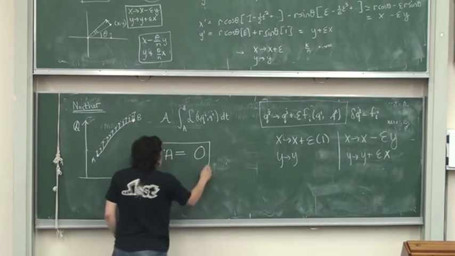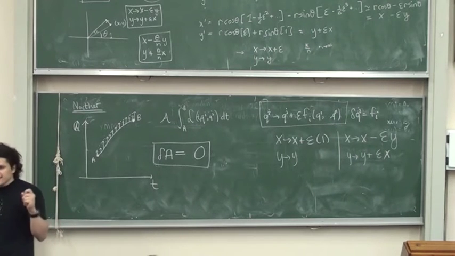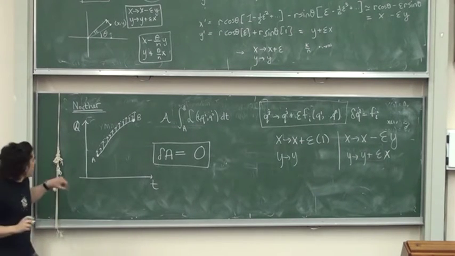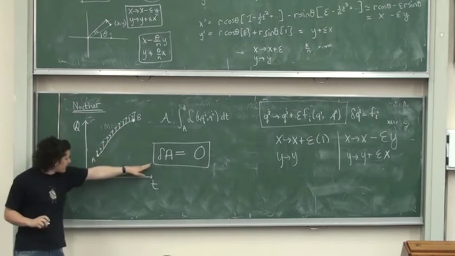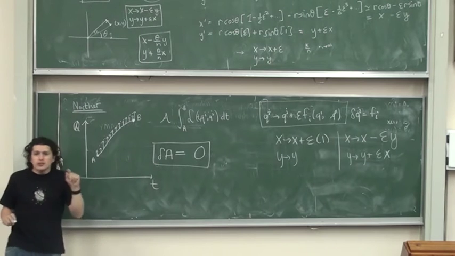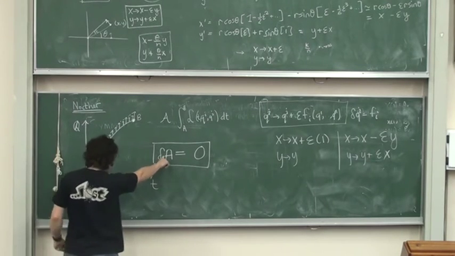So this variation is going to be 0. Now, the principle of stationary action does tell us something. It tells us that if we have a change in the path that is 0 at the endpoints, then the variation is 0. And we're going to be able to use that. But let's work out this variation.